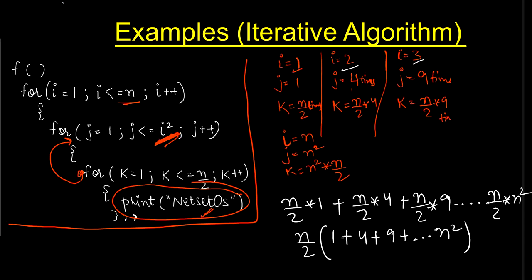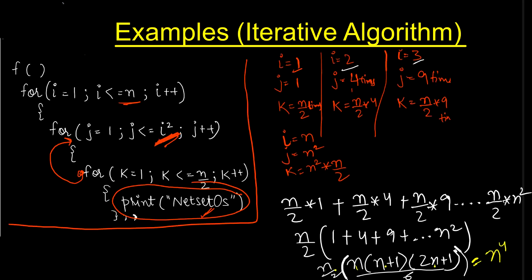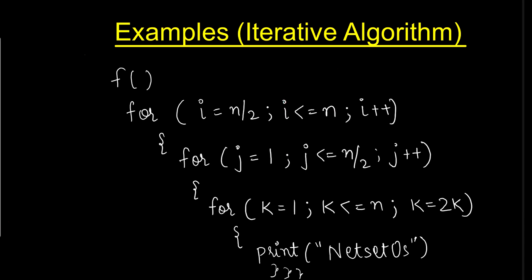Now if you remember, 1 square plus 2 square plus 3 square up till n square will be n into n plus 1 into 2n plus 1 upon 6. And here we have n by 2. Now if we calculate this, it will be n square, n cube, n to the power 4. There will be obviously other values also, but we need to take the leading value. So here the time complexity will be order of n to the power 4, right? Now let's see the other problem.